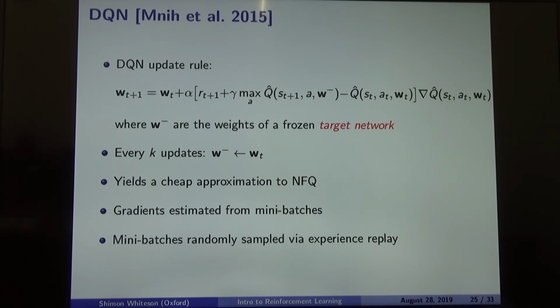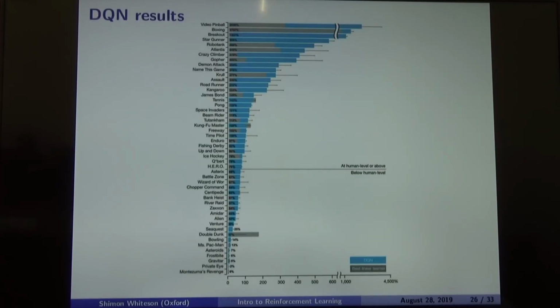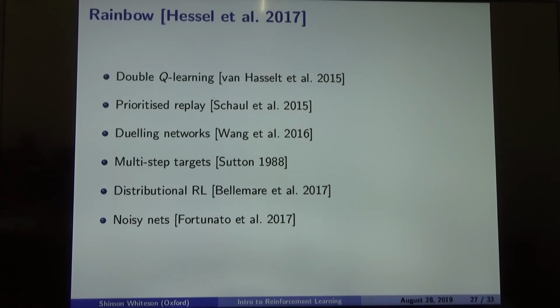The learning is stabilized by the target network, and the result was phenomenal success, superhuman performance on the vast majority of these Atari games. So this has led to an explosion in interest in reinforcement learning in general and in deep reinforcement learning in particular.